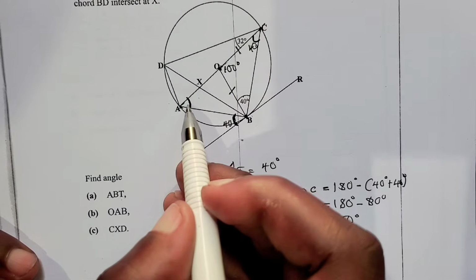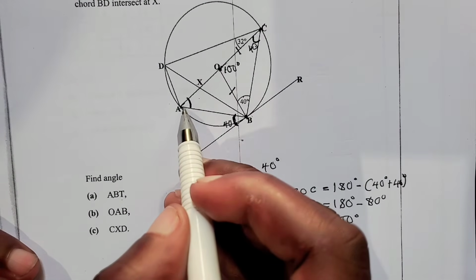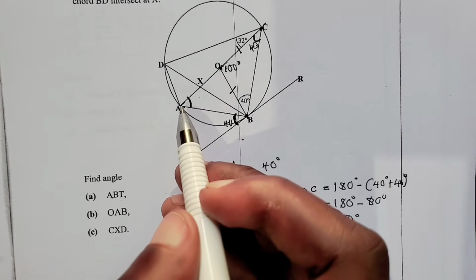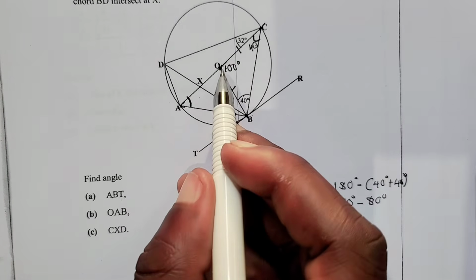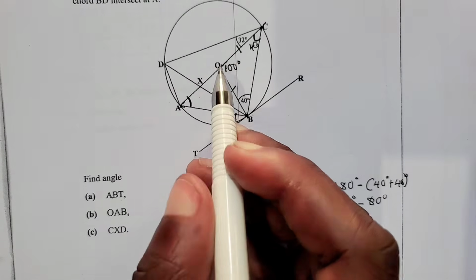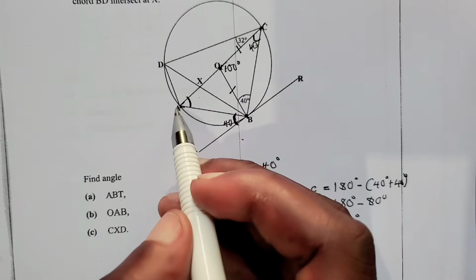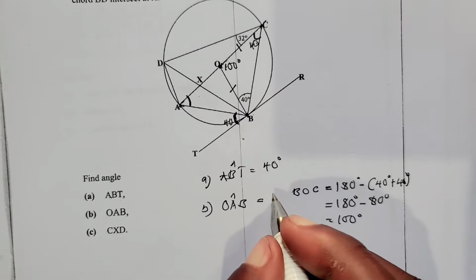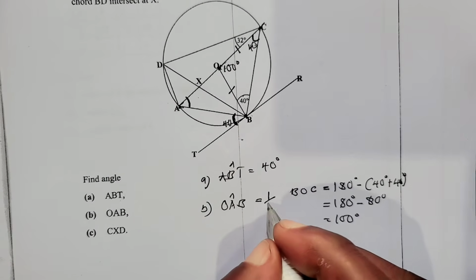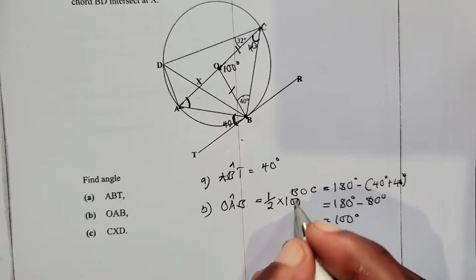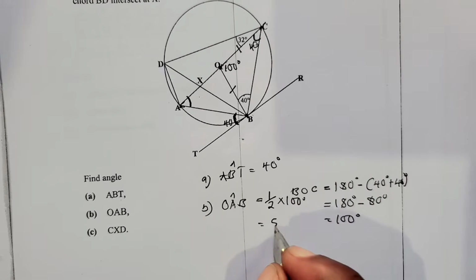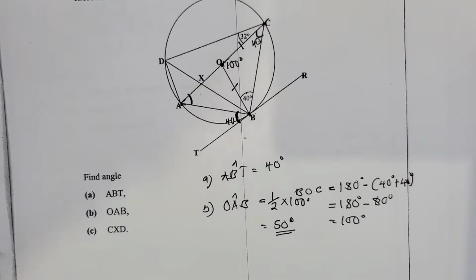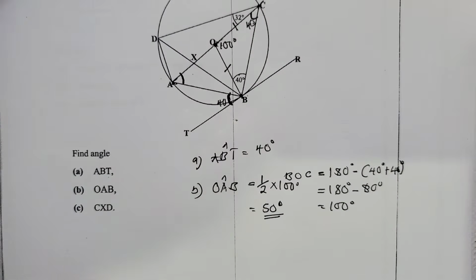And the angle at the center is twice the angle on the circumference. So this one is 2 times what is here on the circumference. So to find OAB it has to be half of 100 degrees, which is 50 degrees. All right, so this is just 50 degrees.